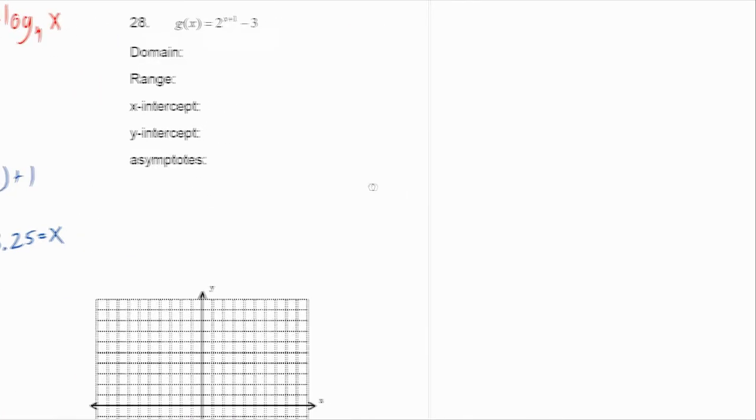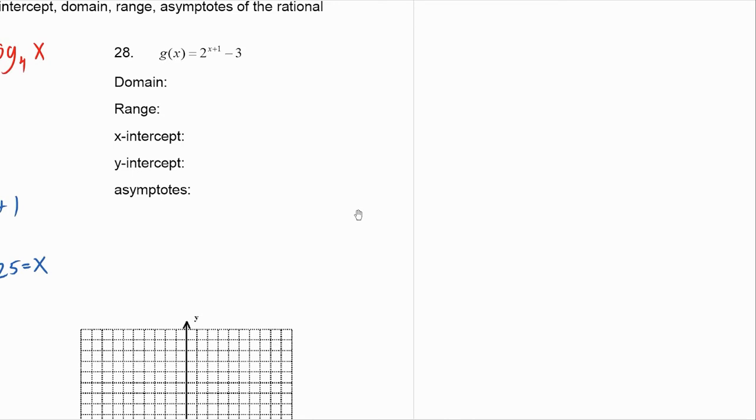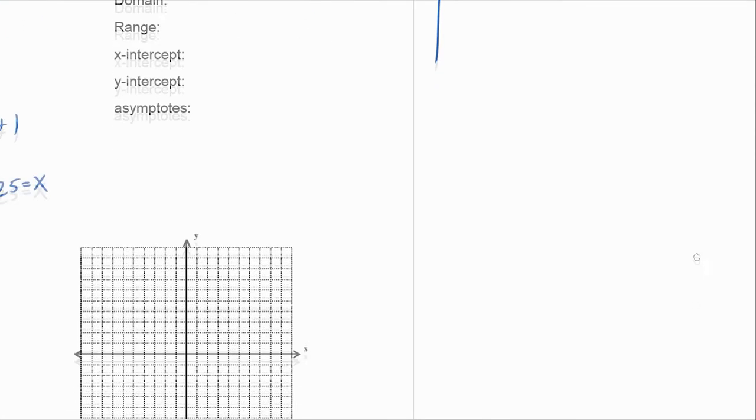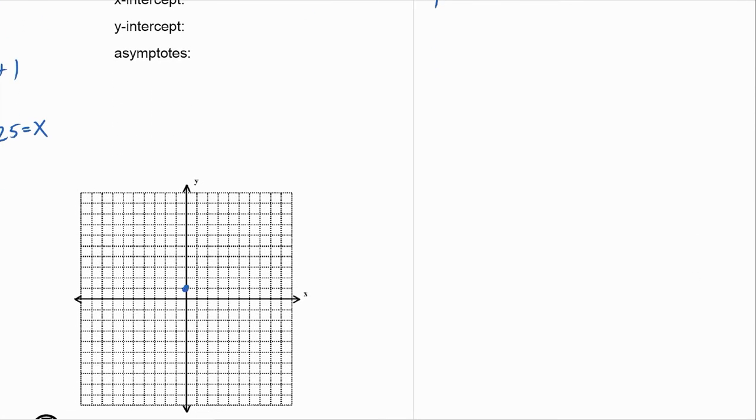Number 28, I'm going to move some things over. To do some of these calculations, I could, yet again, make a table in x and y and plug in values and other things like that. Or I could relate to its parent graph, which is going to be 2 to the x. So 2 to the x has an ordered pair at 0, 1, and has a graph that comes up just like this, and a horizontal asymptote at y equal to 0.